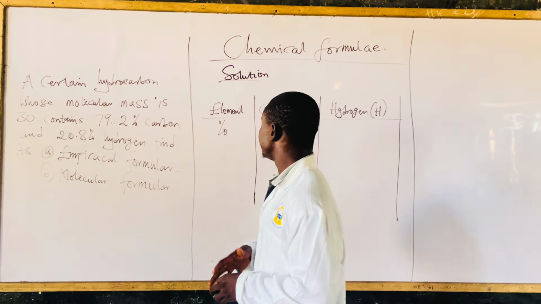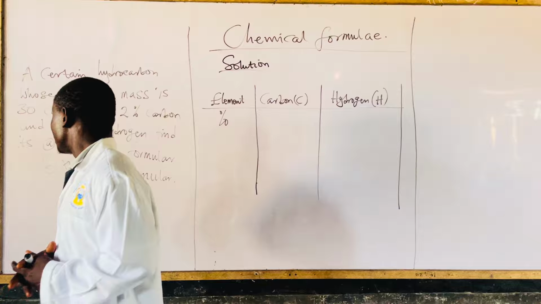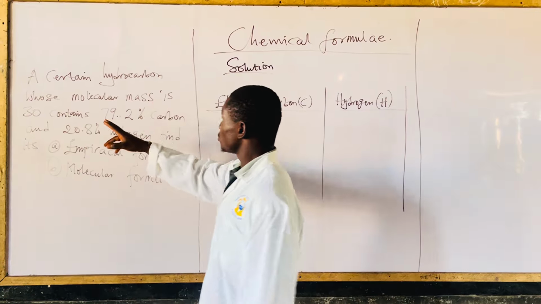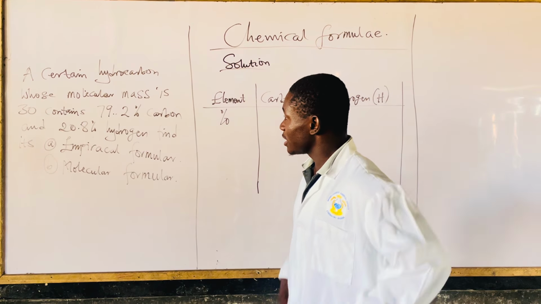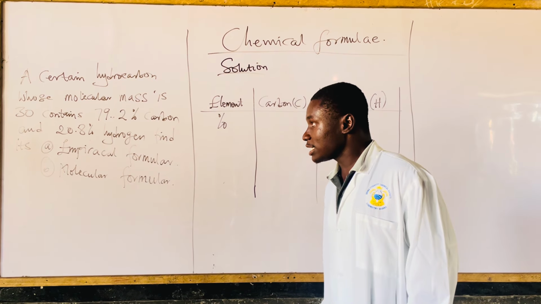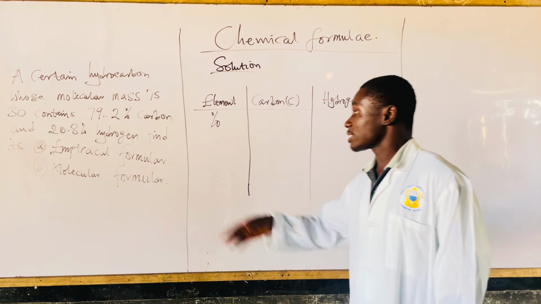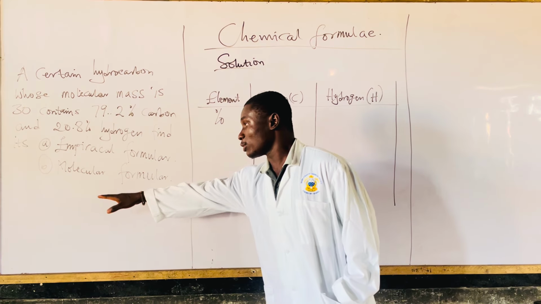Lab where we learn and make chemistry very lively. So today we have a question on the board. A certain hydrocarbon whose molecular mass is 30 contains 79.2% carbon and 20.8% hydrogen. Find its empirical formula and then molecular formula.